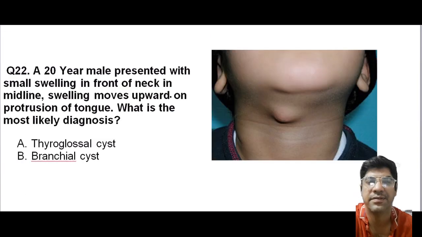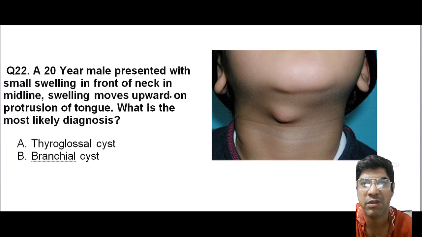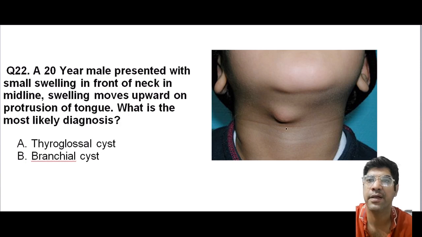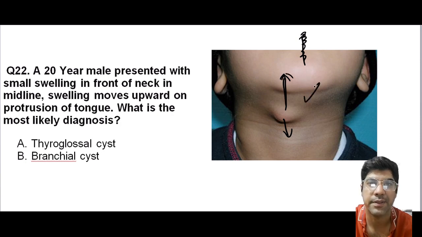A 20-year-old male presented with a small swelling in the front of the neck in the midline, a swelling that moves upward on protrusion of the tongue. As the patient protrudes his tongue, the swelling moves upward. The answer is thyroglossal cyst. It is a classic presentation of a thyroglossal cyst.